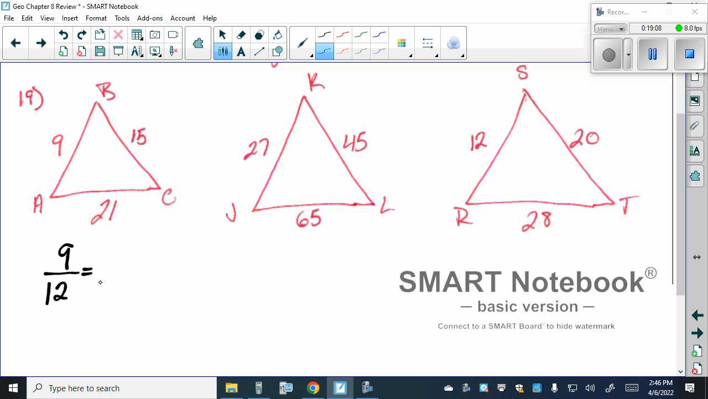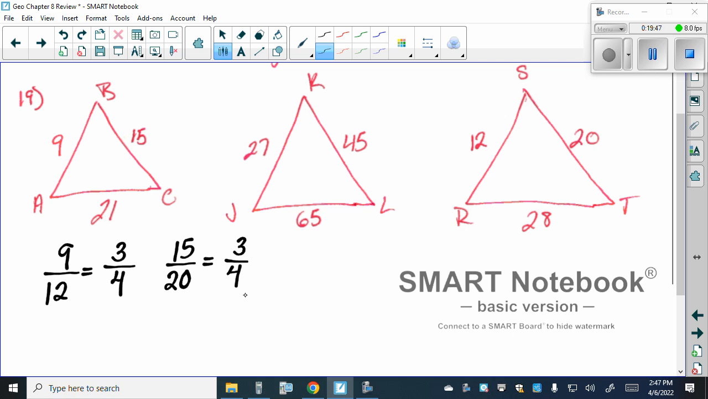Now, 9 on ABC, is it the smallest, middle, or biggest, guys? Smallest. So for RST, we're going to pick the smallest side, which is 12. Now we can reduce this here to 3 over 4. Now what's another side from ABC? 15, which is, yes, over 20. Since 15 is the middle, we would take the middle side from it, which would be 20. And 15 over 20 reduces to 3 over 4. So that looks good so far.